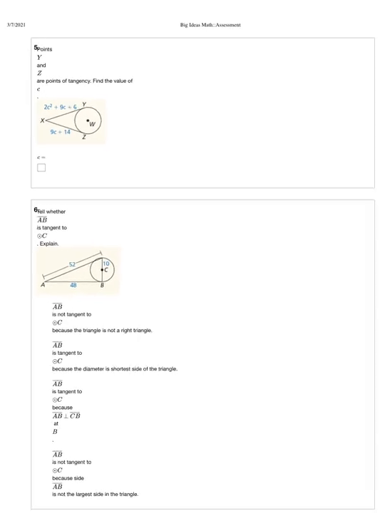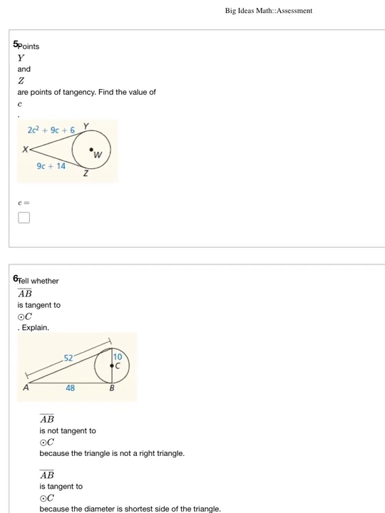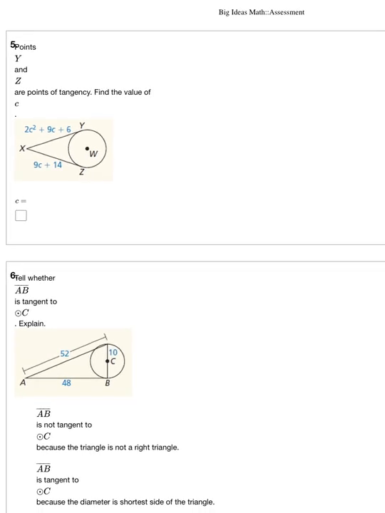Next one, number 5, points Y and Z are points of tangency. Find the value of C. Okay, so C's our variable. Points of tangency means it touches the circle once. They're both coming from the same endpoint, so we learned these are equal. So we set those equal to each other.